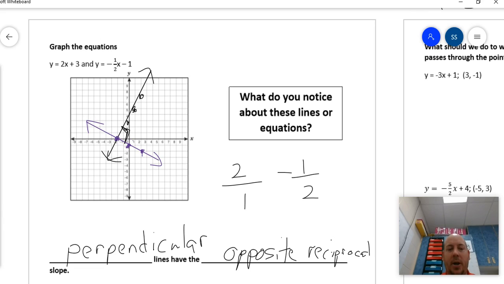So parallel, they're the same. Perpendicular, they've got to flip to the opposite, so negative to positive or vice versa. And reciprocal, flip the rise and the run around.